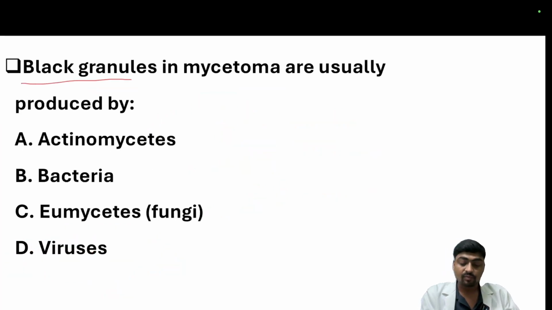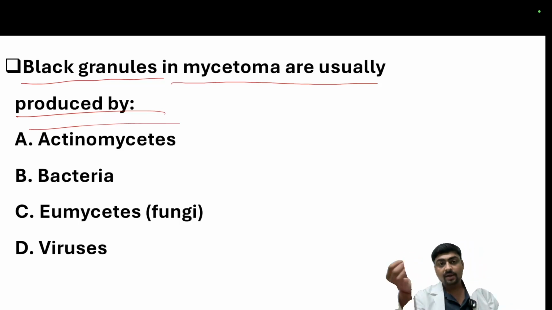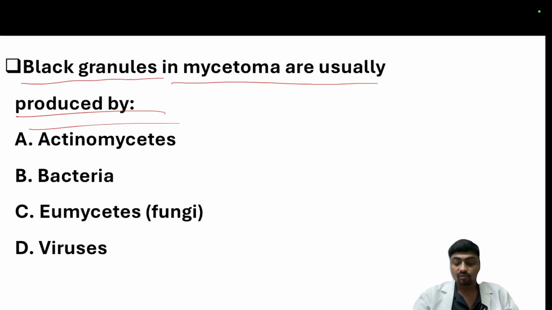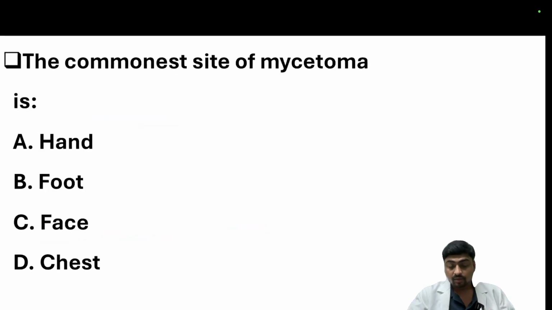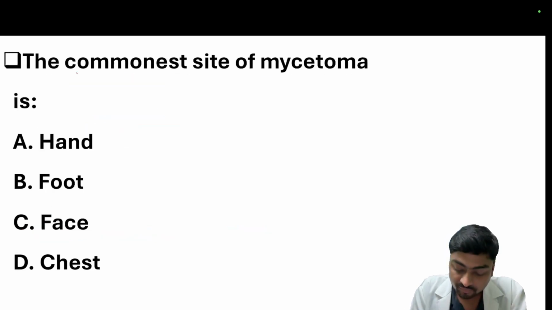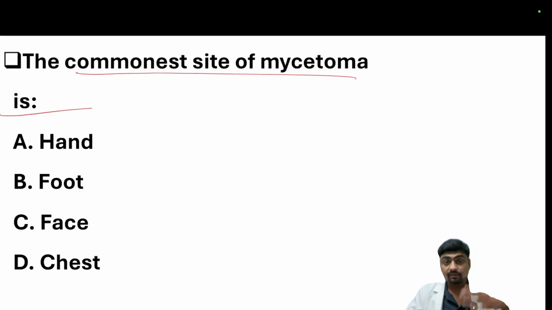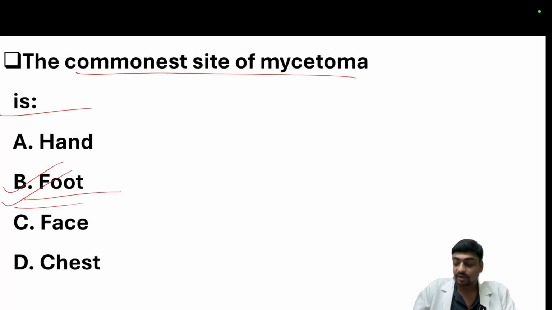Now the third MCQ: black granules in mycetoma are usually produced by. We know the black granules are a characteristic feature of eumycetoma, and eumycetoma is caused by fungi. So option C is correct, eumycetes. Now the next MCQ: the commonest site of mycetoma is. As we have discussed many times, the foot is the most commonly affected part in mycetoma. Hence option B is correct.